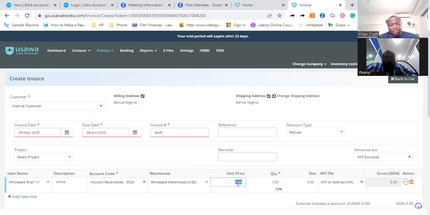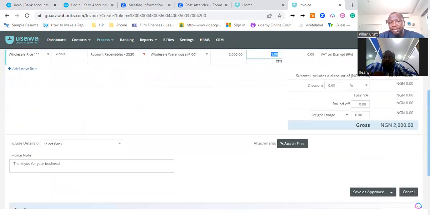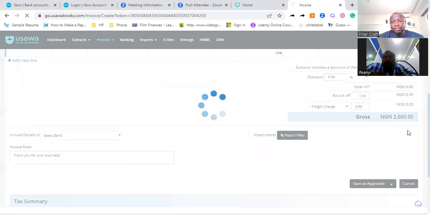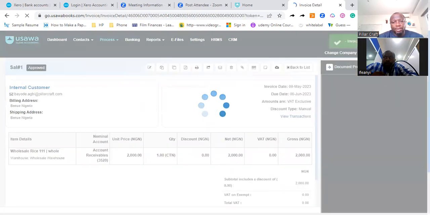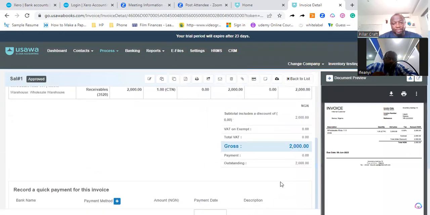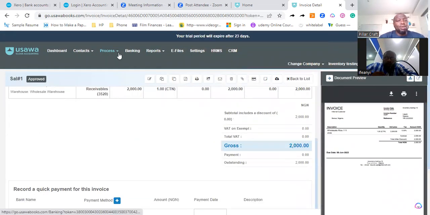Now we want to buy one carton at 2,000. We want to buy it at cost, right? And then we also needed to remove the VAT because we cannot be doing VAT between ourselves. Are you following, sir? Yes, I'm with you. Okay. And then we approved. So we have that. Now what it costs is that you have a payable down here of 2,000.